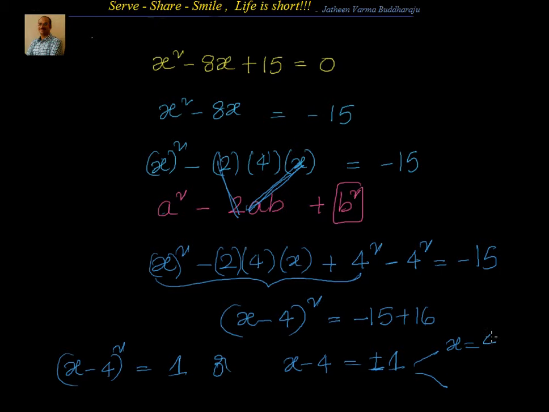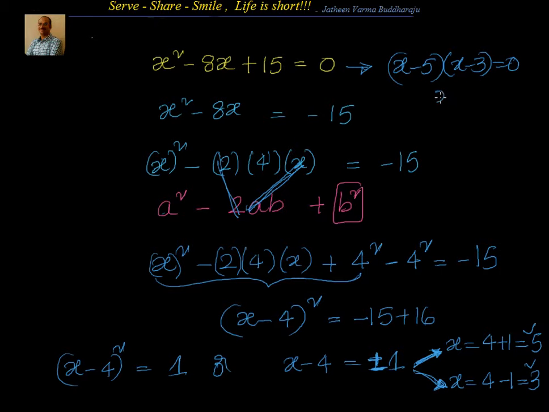X equal to 4 plus 1, which is equal to 5. The other one is 4 minus 1, which is equal to 3. So you have to remember, one time we take with plus 1 and the other time we take with minus 1. So one is 4 plus 1 and the other one is 4 minus 1. So we have 5 comma 3 are the roots of the quadratic equation. Same thing you can apply by splitting the middle term also. It will be nothing but x minus 5 into x minus 3 equal to 0, or can I say x equal to 5 or 3.